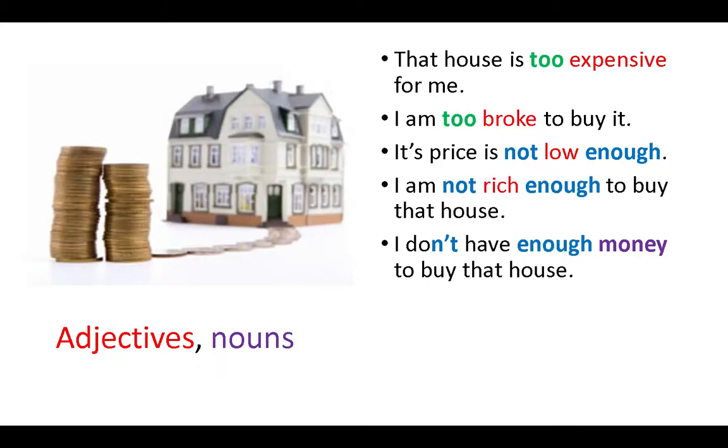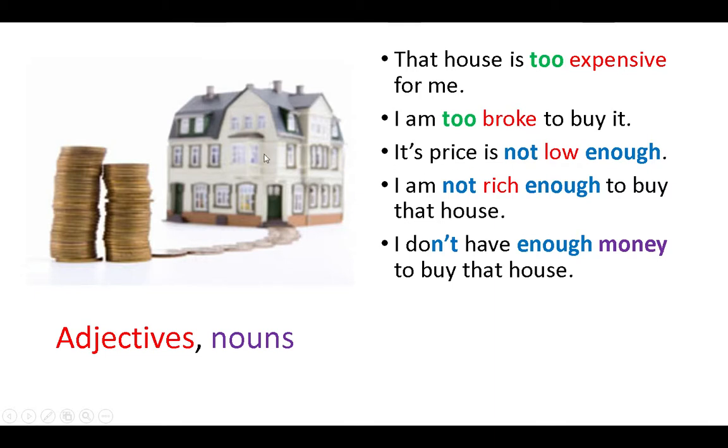Now, let's have a look at adjectives and nouns. Here we have studied too with adjectives and not enough with adjectives. Look at this problem here. I want to buy this house, but this is the money I have. Now you can say, well, that house is too expensive. The house is $2 million, too expensive. I am broke. I am too broke to buy it, right? I don't have any money. I am too broke to buy it.